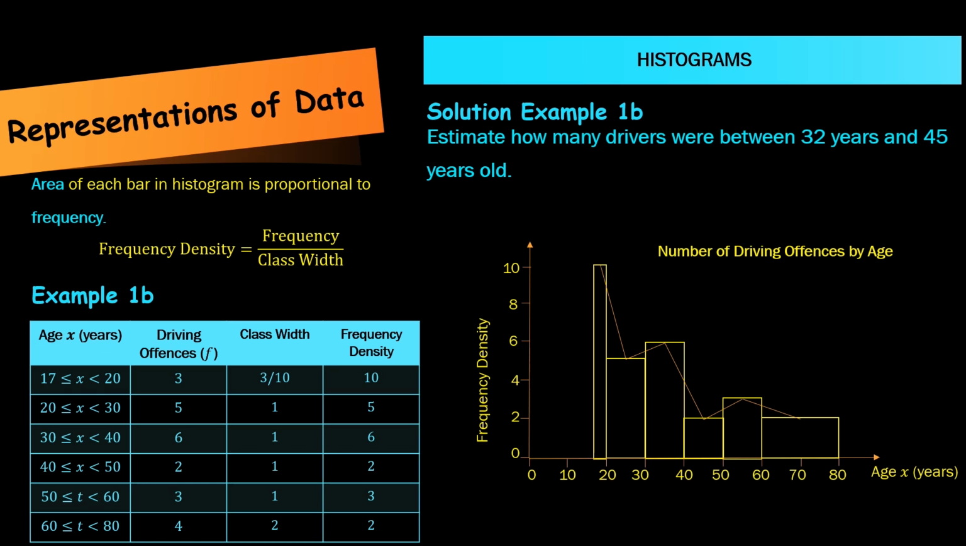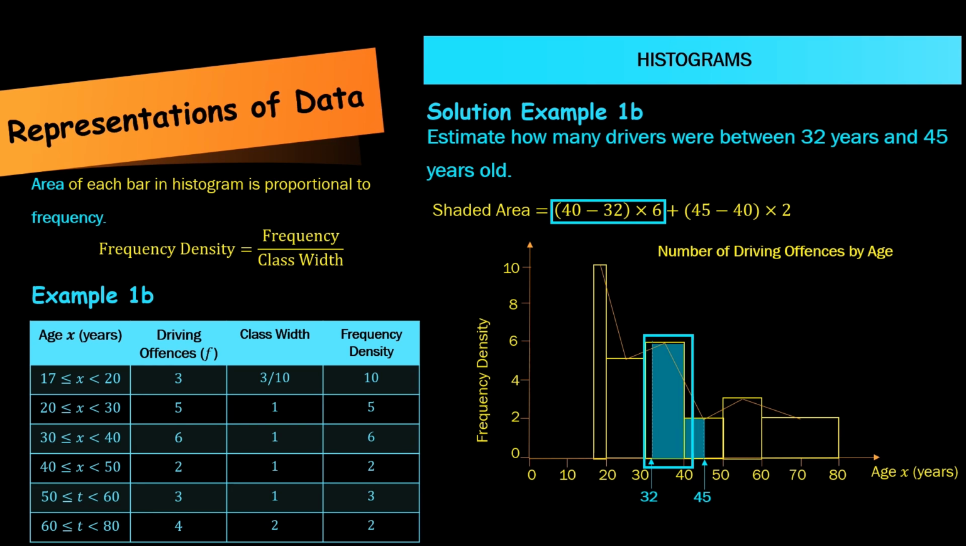Now for part B. We're required to estimate how many drivers were between 32 years and 45 years old. Here's age 32 and age 45. And the people between these ages have been shaded in a darker colour.